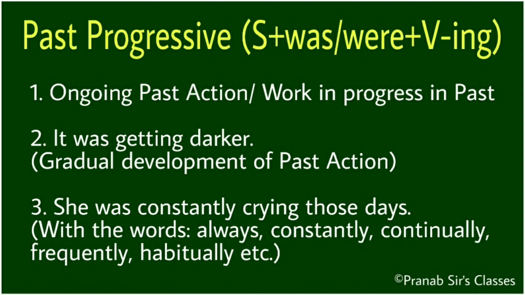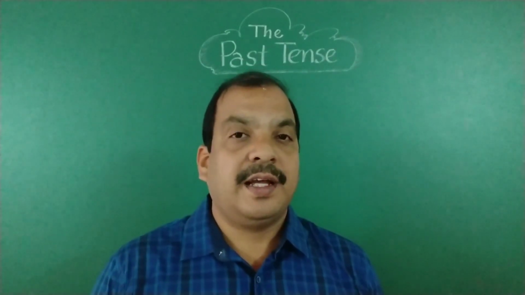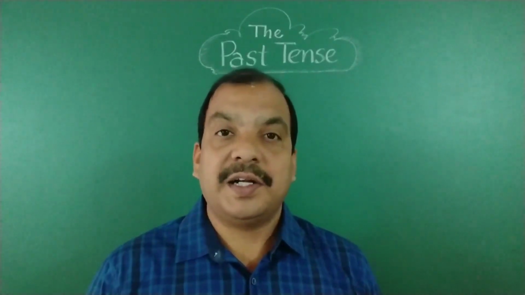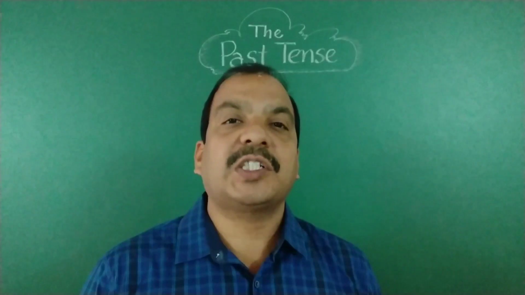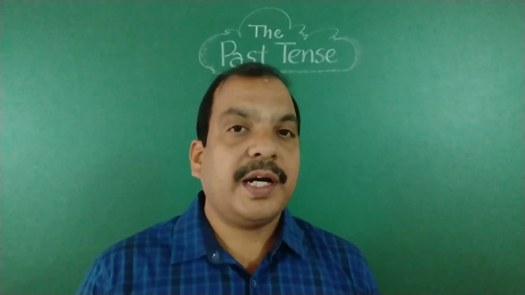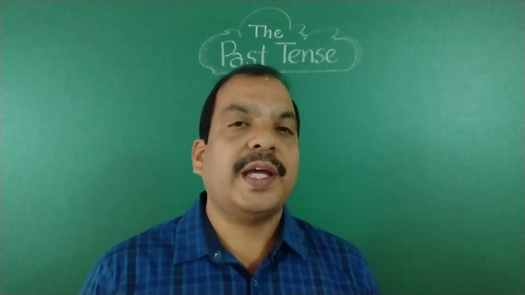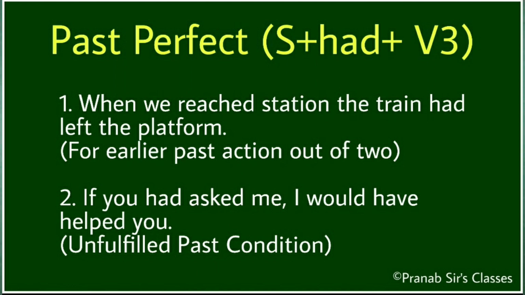Third one is the past perfect. Let's know what are the different situations where we have to use the past perfect. The first situation is when we reached the station, the train had left the platform. When there are 2 actions in past time, past perfect is used for the earlier action.